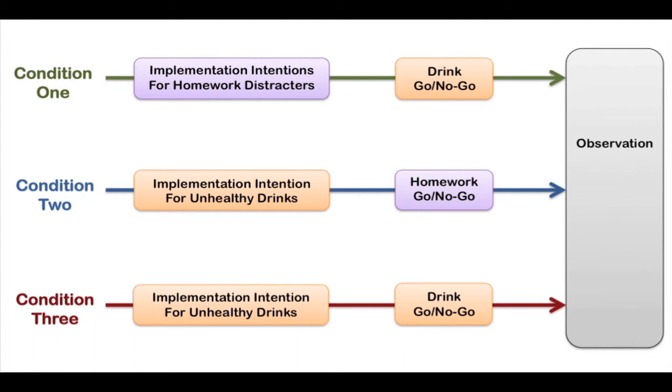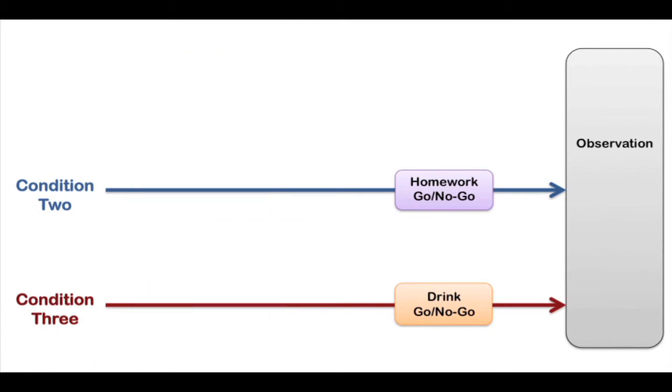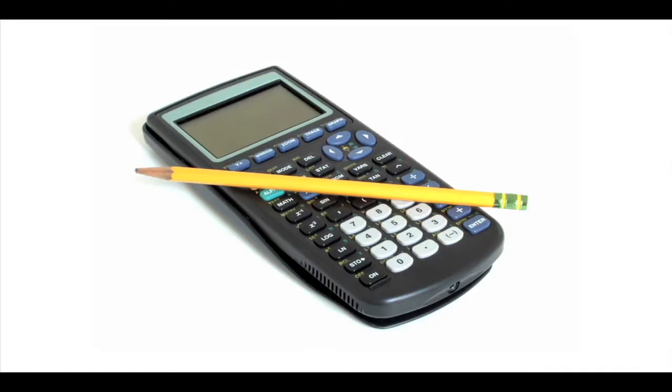Now, let's go on and talk about the go-no-go task. The big difference between condition 2 and condition 3, you'll notice, is that in condition 2, they do a homework go-no-go task, and in condition 3, they do a drink go-no-go task. Now, what, you may ask, is a go-no-go task? Well, it's like this. What will happen is, first, you'll see a blank screen. Then, you'll see an image. Now, if it's an image of something that would encourage you to do your homework, such as a calculator, then you're supposed to press a button on a computer.